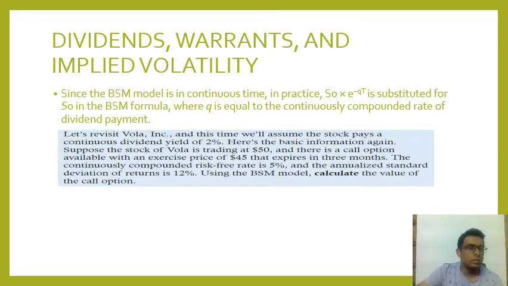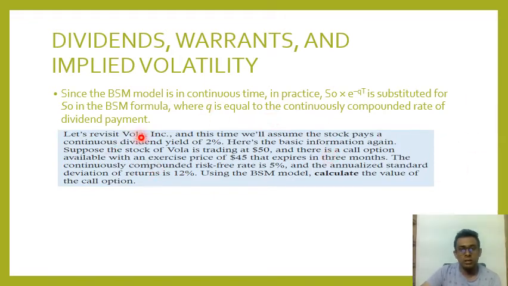For dividends, let me take the pointer. Since the BSM model is continuous time, the practice is S0 into e raised to minus qt substituted for S0 in the BSM formula. This means we will be computing the value of the stock having a continuous dividend yield of q, raised to t, rather than computing something for S0, that is the stock price now, since it is paying dividend. That is the only difference here. We'll do a problem and you'll understand.